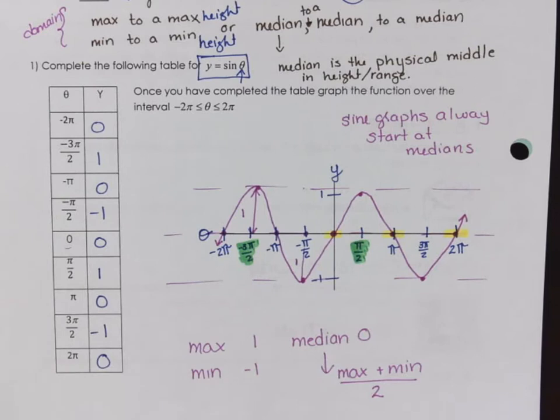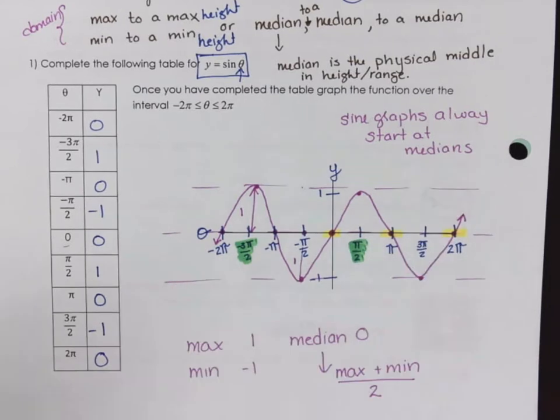So if you measure it from a max to a max and you get pi, and then you measure it from a median to a median to a median and you get 2 pi, something is wrong with your graph, or your counting. So your period is your period is your period. So we've graphed 2 periods on this one.